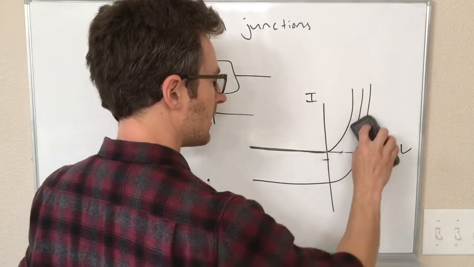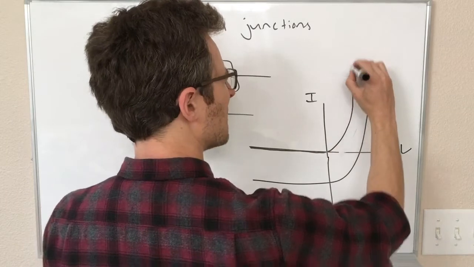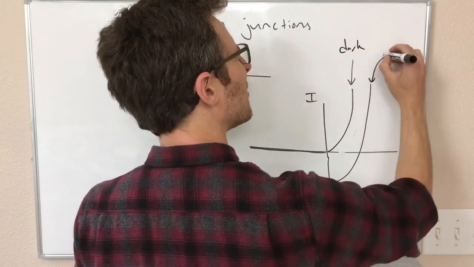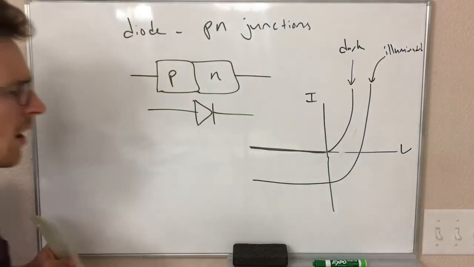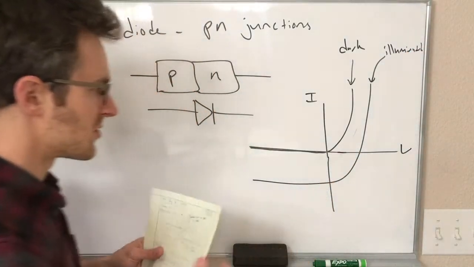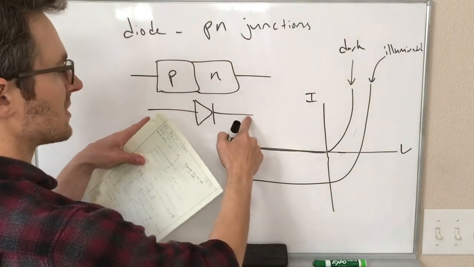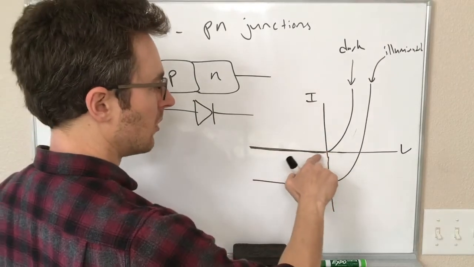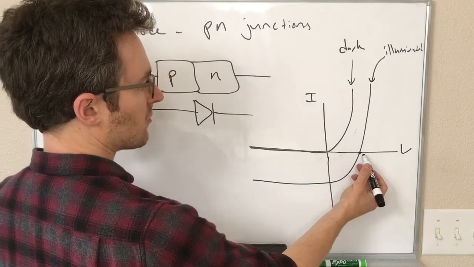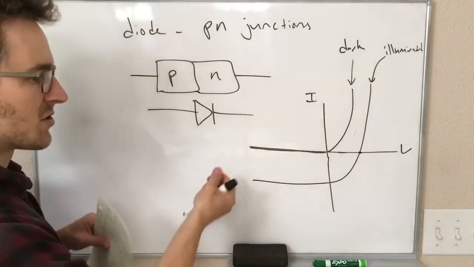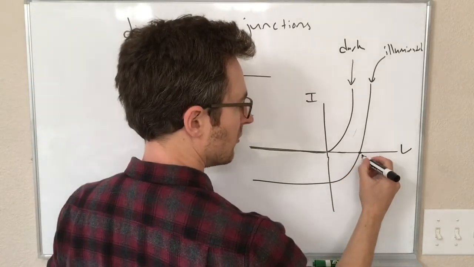So if you shine a light on the junction, this one is dark, this one is illuminated. Some interesting things happen. First of all, you can see that if we don't have anything connected to the diode, if we don't let any current flow, that is I equals 0, we have a voltage that forms. In other words, we have this diode just sitting here, we shine a light on it, we get a voltage between the two ends. This is called the open circuit voltage.